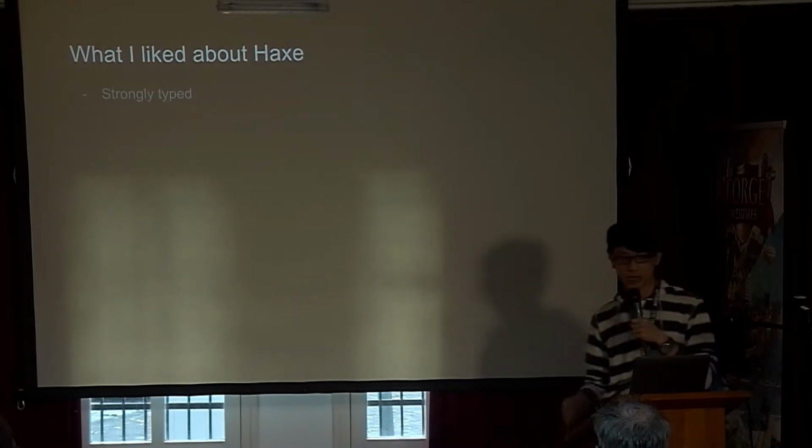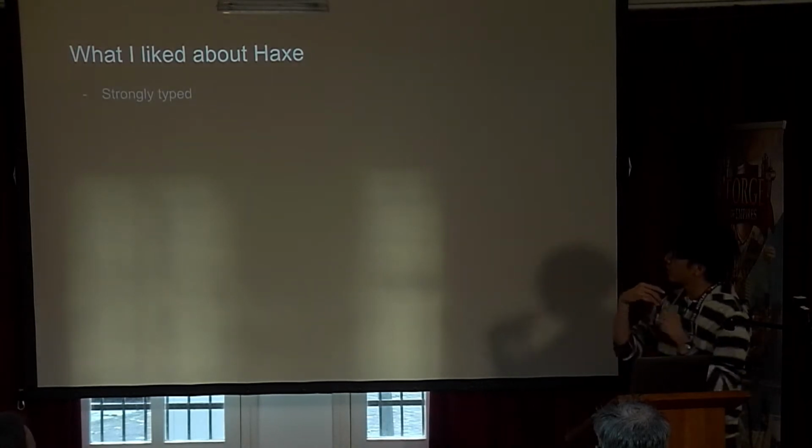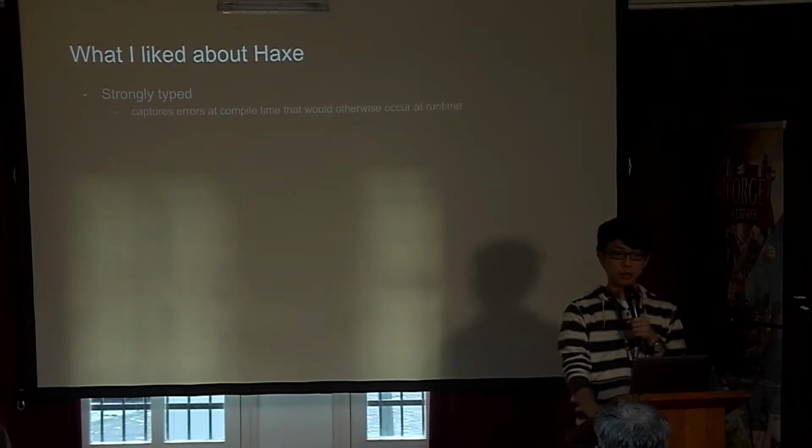Here comes what I like about Haxe. First, it's strongly typed, so I capture as many errors as I can at compile time, and I don't have to worry about the runtime. So it's much easier to refactor code. When I change one variable name, it will complain if I forget to change it in other places.